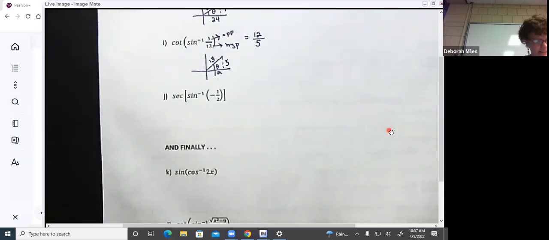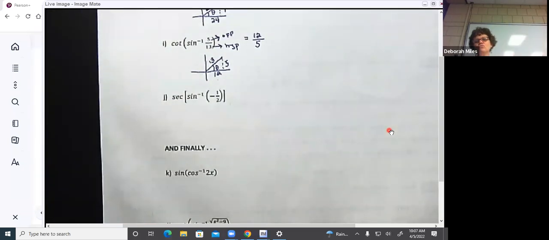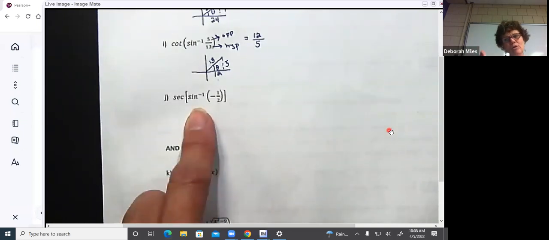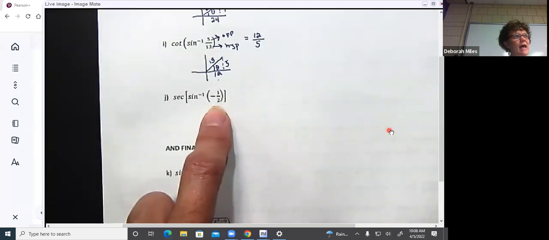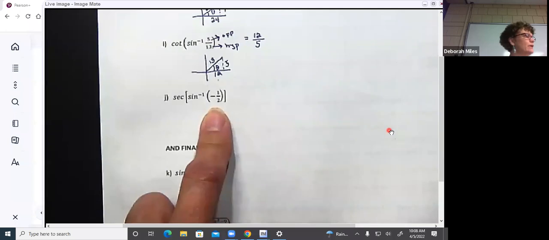All right, J part. Secant of inverse sine of -1/2. There's no way that I can just say they undo each other and leave -1/2. They're not inverses of each other. So can I squint hard and tell you an angle whose sine is -1/2? Or do I need to draw a picture of it?